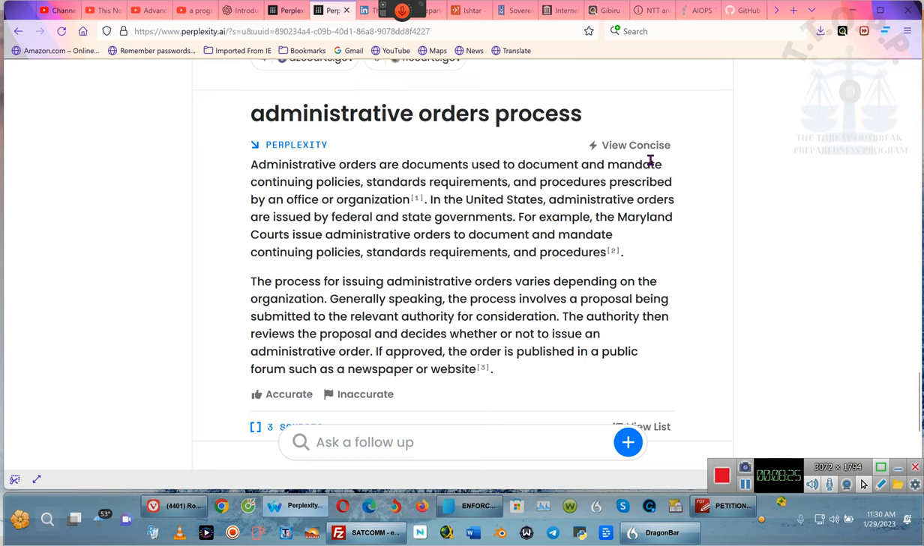Administrative orders are documents used to document and mandate continual policy standards, requirements, and procedures prescribed by an office or organization, such as the, pay attention, Federal Operating Circular. In the United States, administrative orders are issued by federal and state governments. For example, in Maryland, courts issue administrative orders to document and mandate continuing policy standard requirements and procedures. The process of issuing an administrative order varies depending on the organization. Generally speaking, the process involves a proposal being submitted to the relevant authority for consideration. The authority then reviews the proposal and decides on whether or not to issue an administrative order. If approved, the order is published in a public form, such as a newspaper or a website. Ladies and gentlemen, you know you get to administer your own affairs.